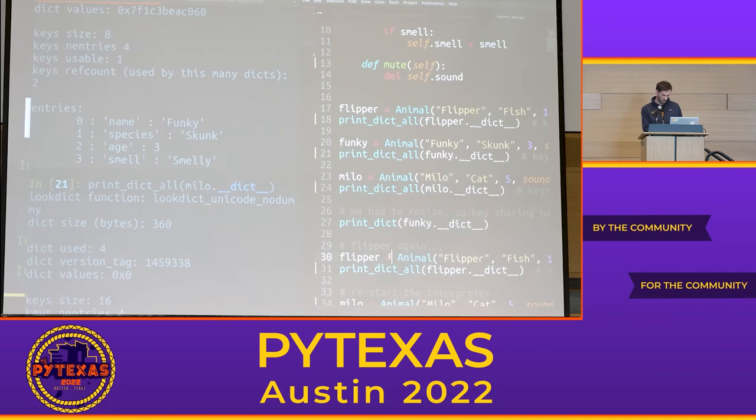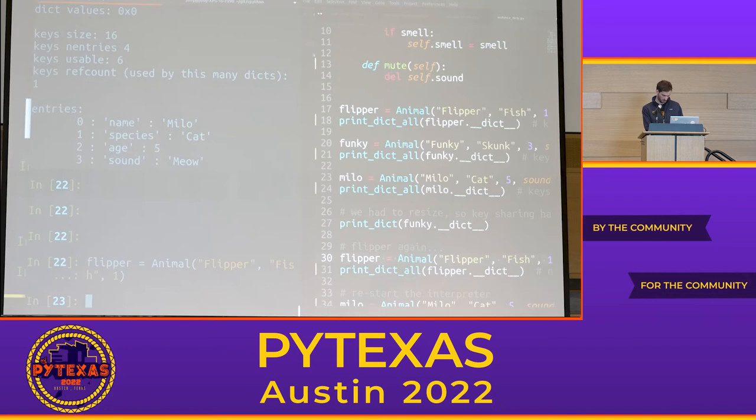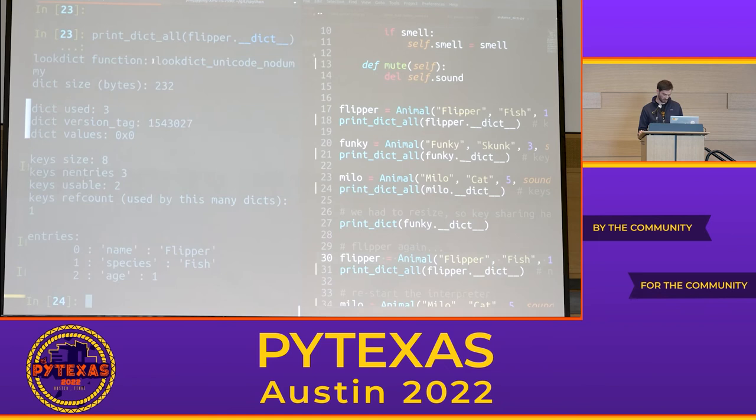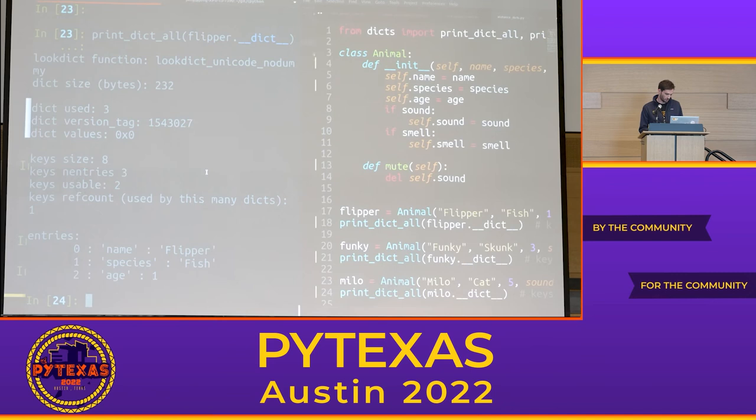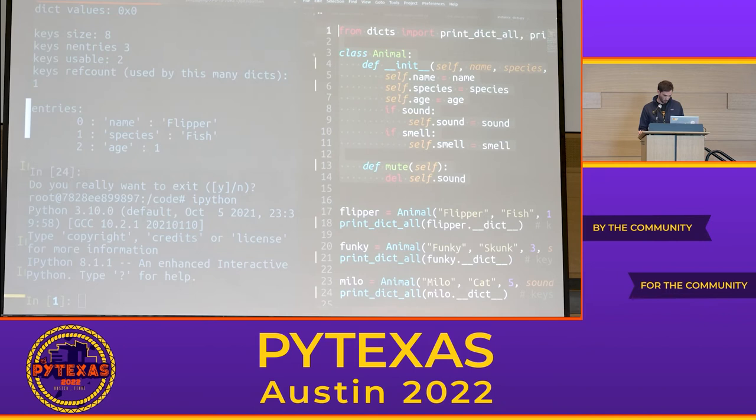If we now recreate Flipper and print it, you can see that it will not use the lookdict split method anymore, but the Unicode one. And its size has grown to more than twice the size, which is bad. And now, actually, we can never revert it back. From this moment, CPython will no longer try to share the keys of any instance of the Animal class. We actually have to restart the interpreter for that. So let's restart it and repaste this code.